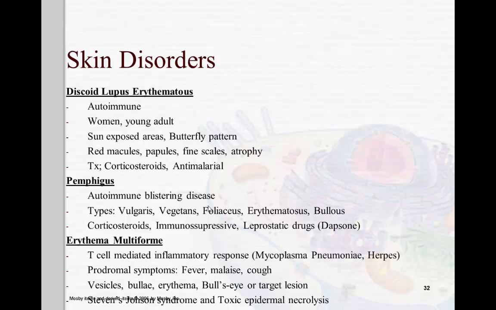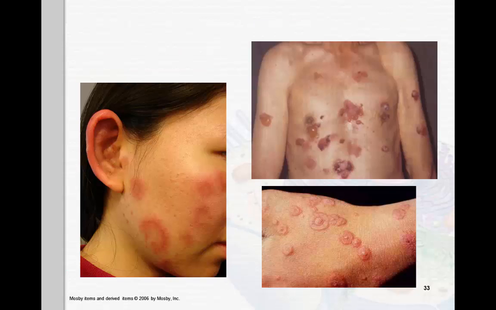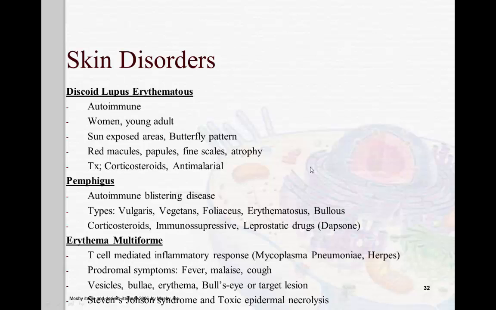Okay, so again, patients would have bullae, which are blisters, as the primary lesions, and they cause widespread painful skin lesions and erosions. You have here the picture of pemphigus vulgaris.